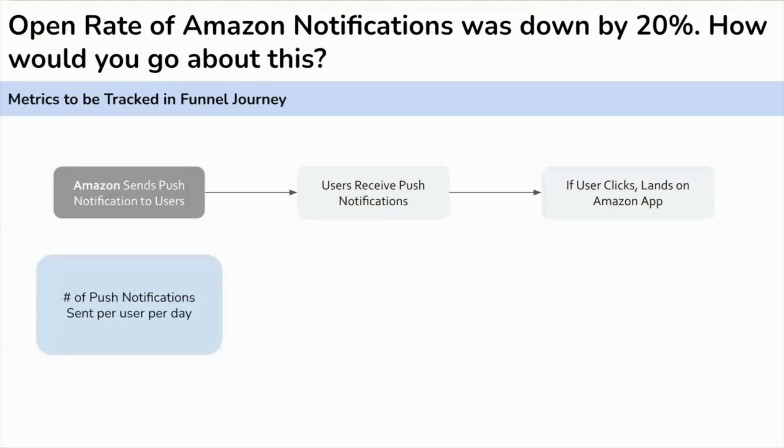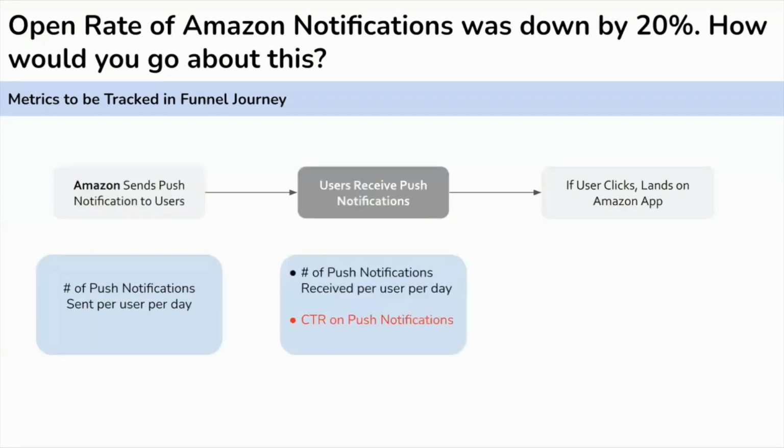The first metric which we'll track is the number of notifications sent by Amazon to a user per day. And yes, that has increased. That means we are sending more notifications to the user per day. The other metric which we will track is the number of notifications received by a user per day, which has also increased because the system has generated more notifications. Then we will also check the CTR. CTR is the click-through rate on the notification. So CTR will basically represent, out of all the notifications we have sent to the user, how many he has clicked. That is what the CTR will tell.